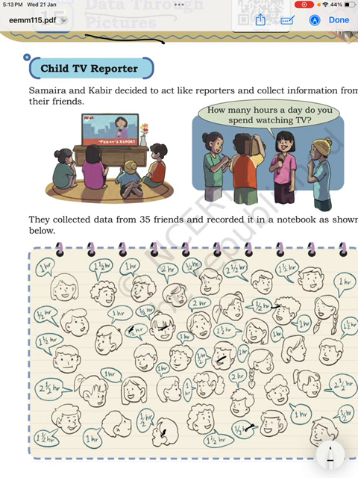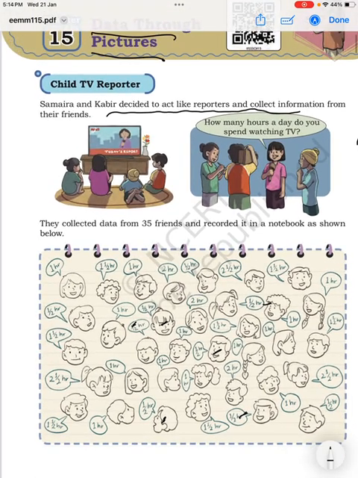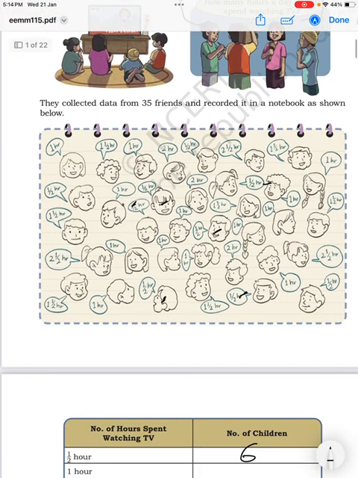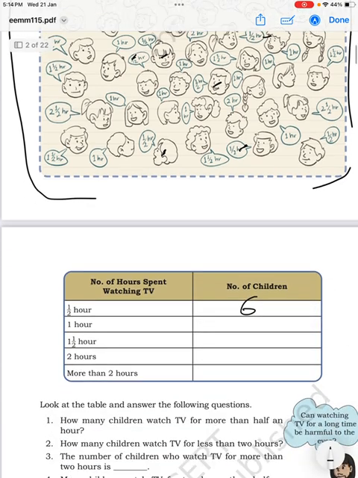So Meera and Kabir decided to act like reporters and collect information from their friends. And what kind of information are they getting? How many hours a day do you spend watching TV? So you can see here the answers given by their friends. Some of them are saying 1 hour, some of them saying 1.5, some of them saying they are spending 2 hours a day, 2.5 hours. So what you have to do, you have to write half hour.